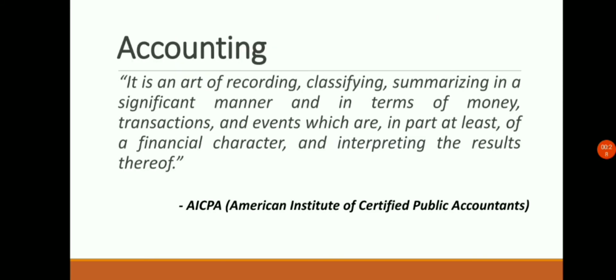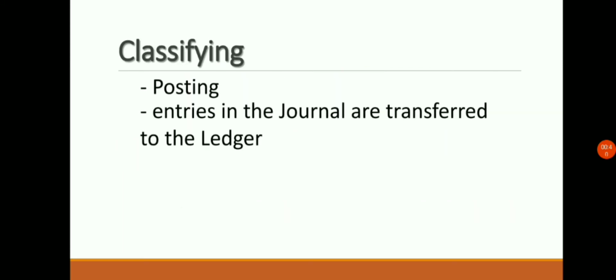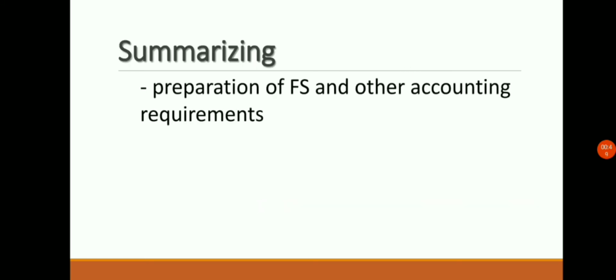The second phase in accounting, as mentioned in the definition of accounting given by the AICPA, is classifying. This actually refers to posting, wherein the entries in the journal are transferred to the ledger. The third phase in accounting is summarizing. This involves the preparation of financial statements and other accounting requirements, like the preparation of the trial balance, the adjusting entries, the post-closing trial balance, and the reversing entries.